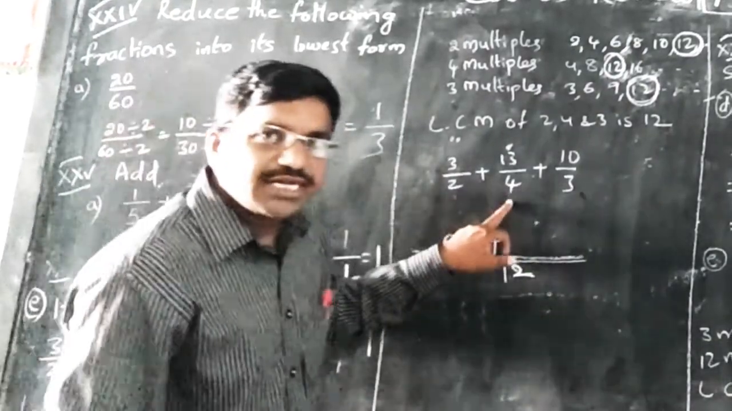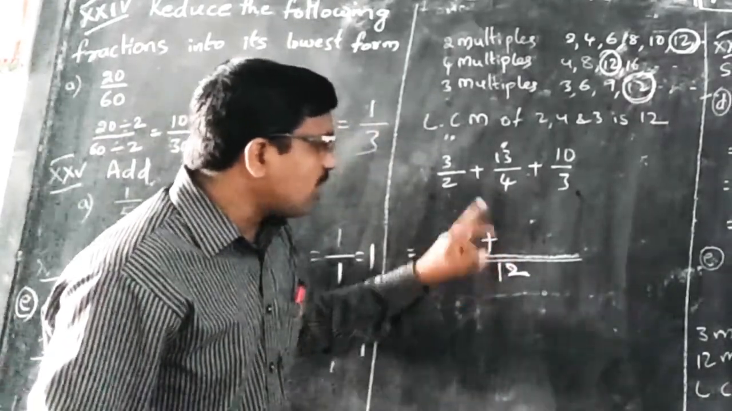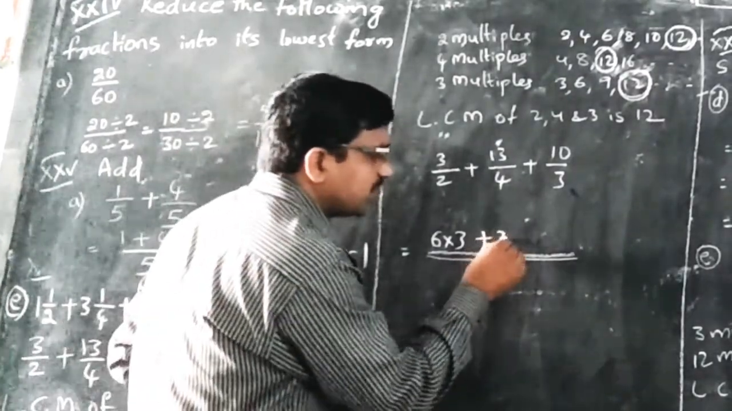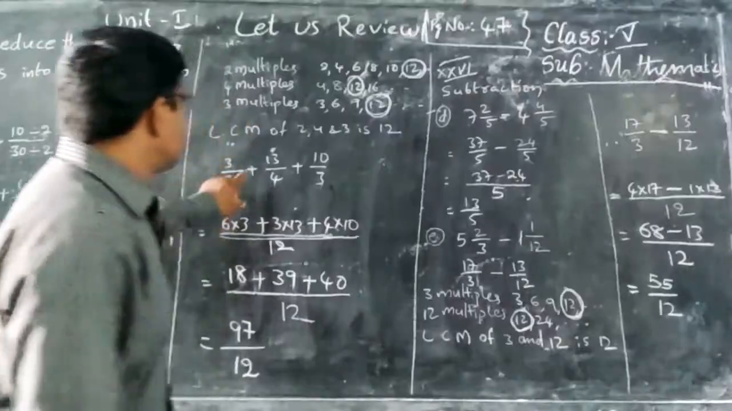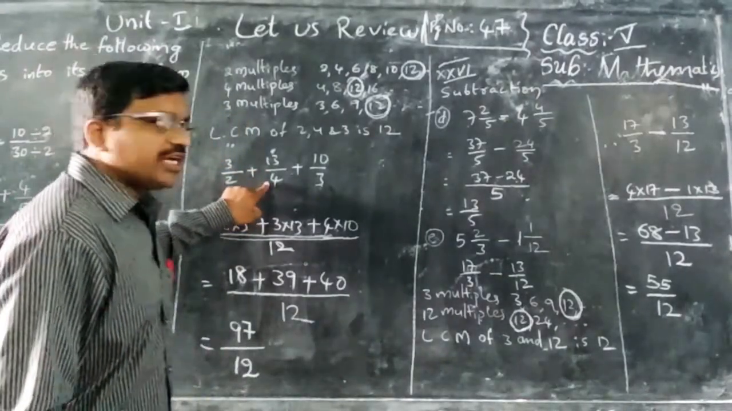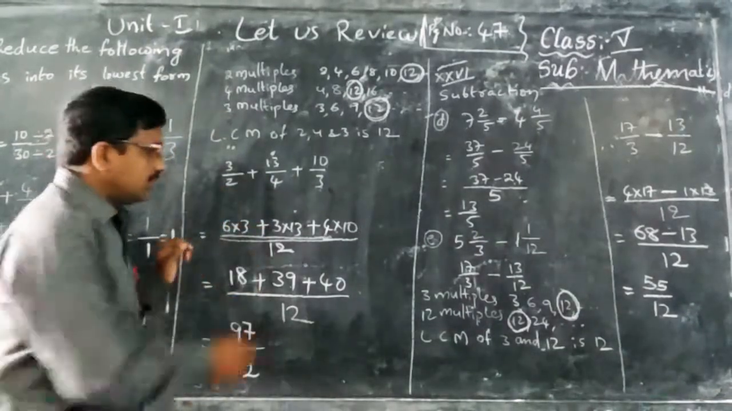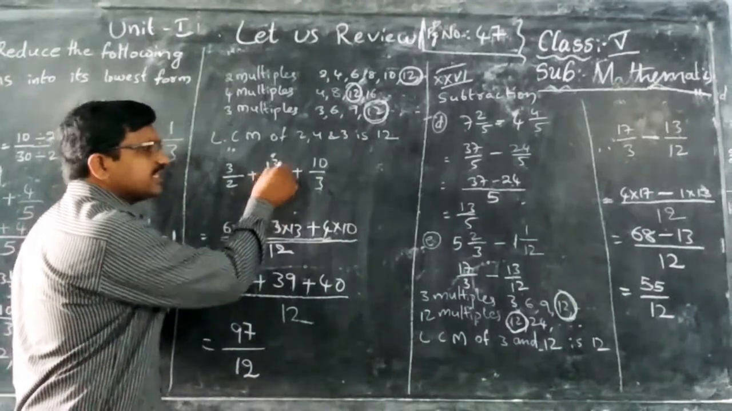Again, next fraction, denominator is 4. What number do you multiply by 4 to get 12? 4 threes are 12, so 3 right here. Again, multiply the numerator. So the denominator is 4, 4 threes are 12. Now write 3 here, 3 into numerator, that is 13.